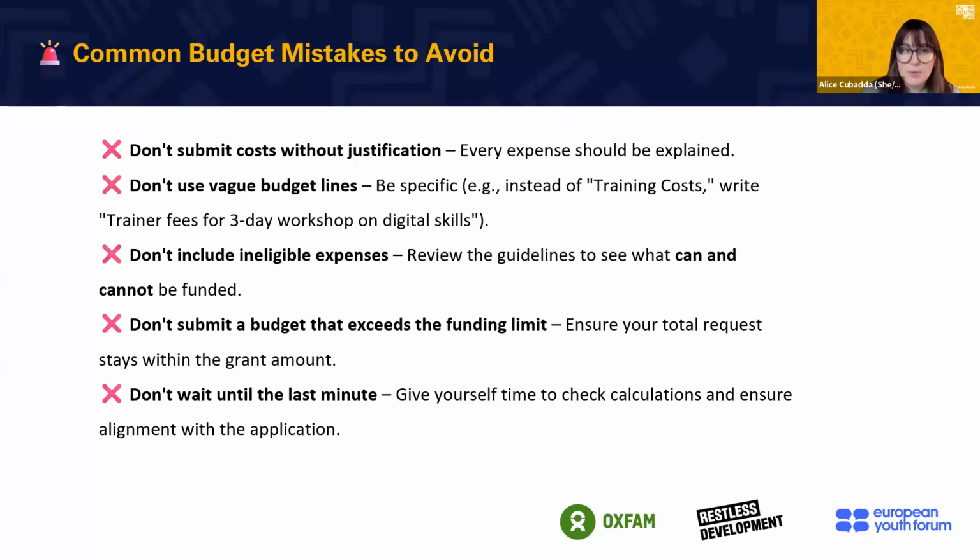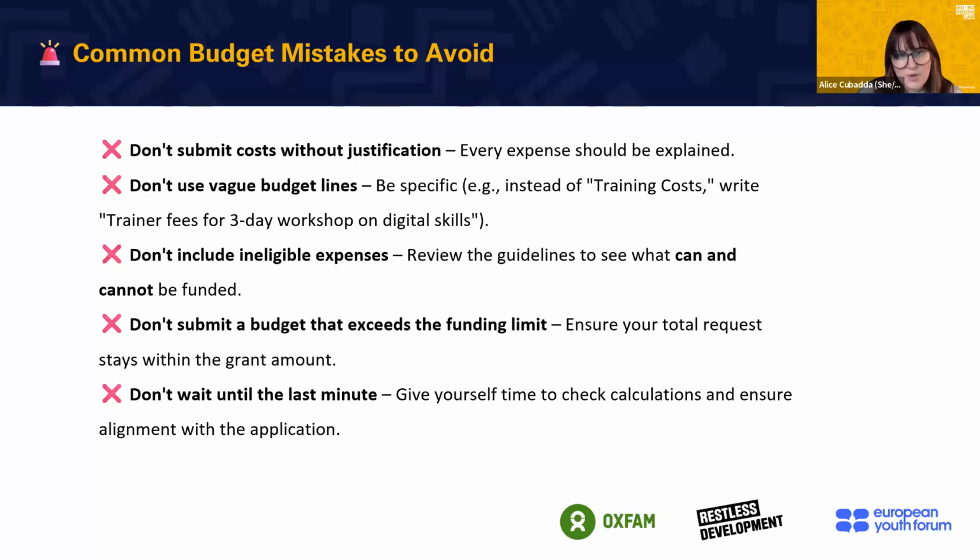Here we put some common budget mistakes that we don't want you to make. Obviously, don't include costs if you can't justify them. On the right there is an explanation column, so please include an explanation. When you include a budget line, we ask you to be specific. So if you want to do a training for 3 days, please include the trainer fee for 3 days on a specific topic, so we understand exactly what you want to do with this budget line.